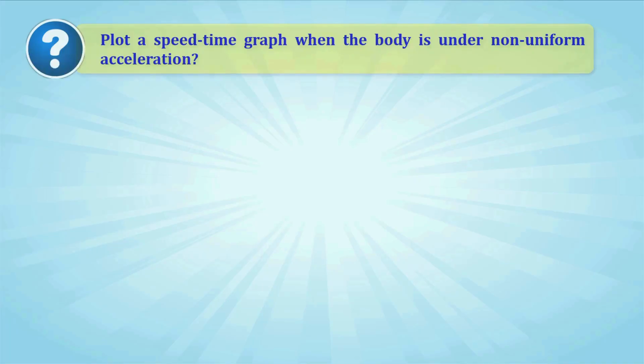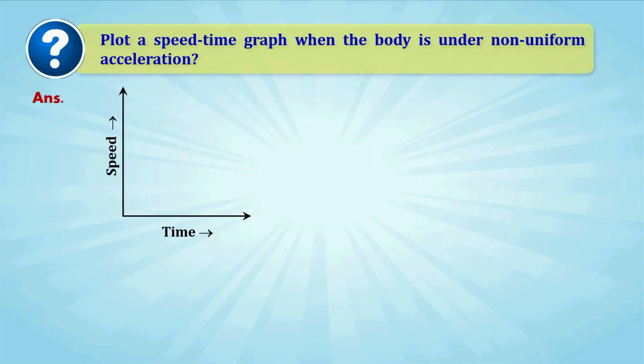Now let us look at another question. The question asks, plot a speed-time graph when the body is under non-uniform acceleration. Non-uniform acceleration means that the acceleration of the body is not constant. As a result, the speed does not increase or decrease at a constant rate.